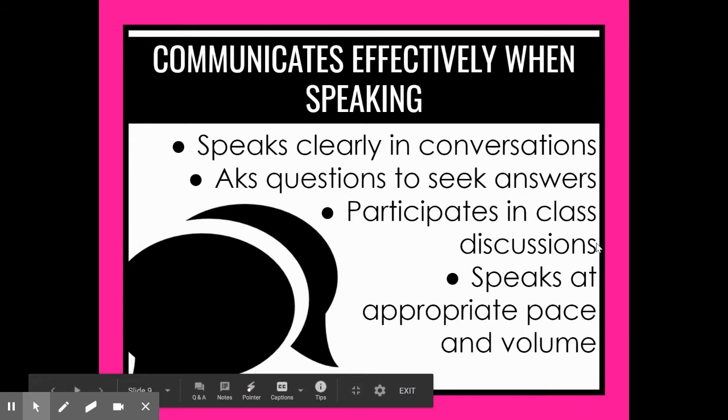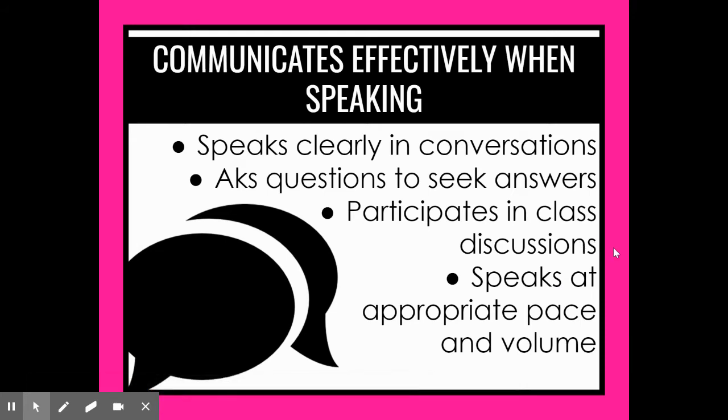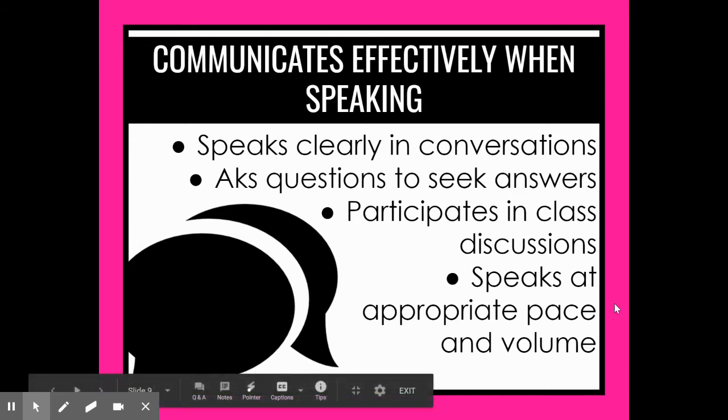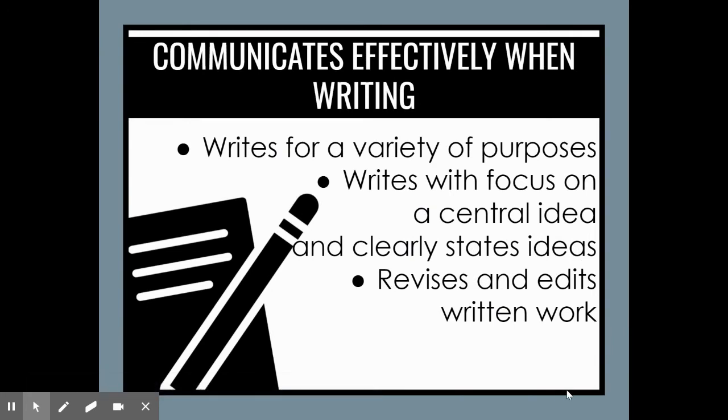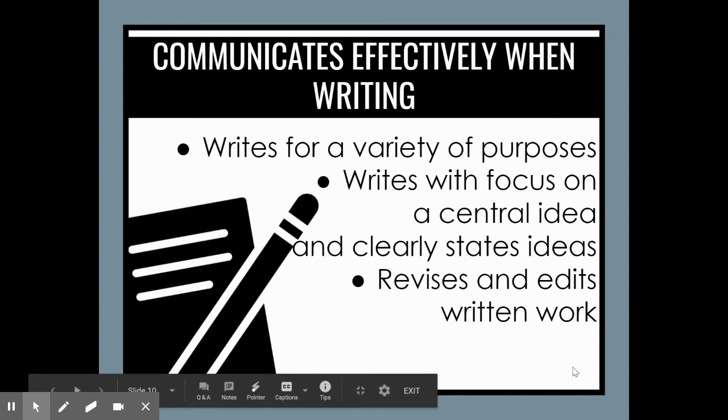Communicates effectively when speaking. This is speaks clearly in conversations, asks questions to seek answers, participates in class discussions, speaks at appropriate pace and volume. Communicates effectively when writing. Your child should be able to write for a variety of purposes. They can focus on an idea and clearly state their ideas. They can revise and edit their written work.